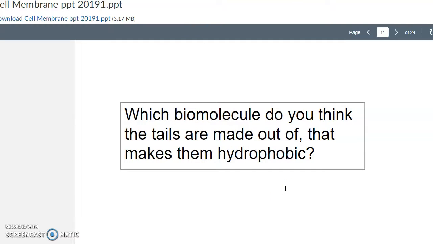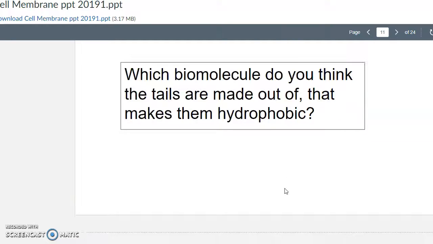So which biomolecule do you think the tails are made out of that makes them hydrophobic? So think of, what do we have, food-wise, that hates water itself? So if you put a drop of oil in water, does it mix with it or does it not mix with it?